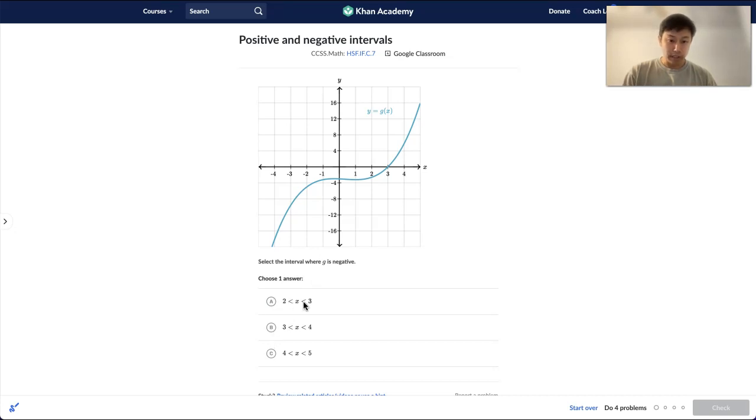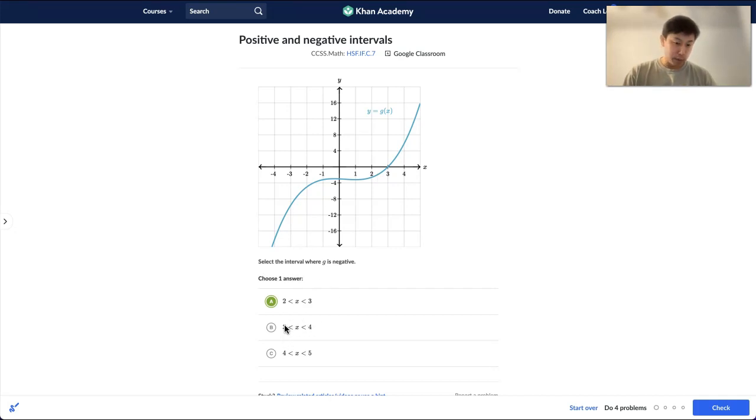Okay, so this first one says between 2 and 3. So I'm going to go to the x values of 2 and 3. I'm only focusing on this portion of the graph. And it looks like my y values of the graph are negative. So I'm going to automatically choose that. That's my answer. Okay, it just says choose one answer. Let's just make sure the other ones are wrong.